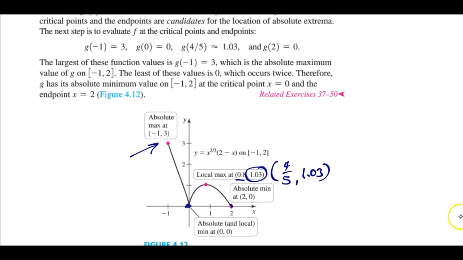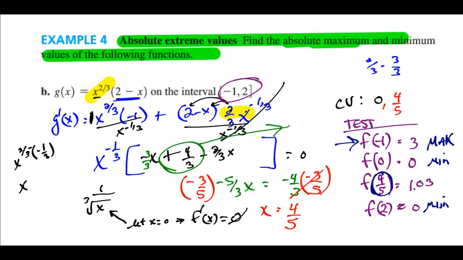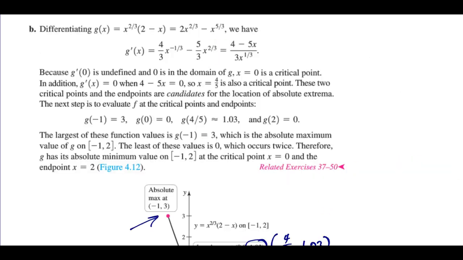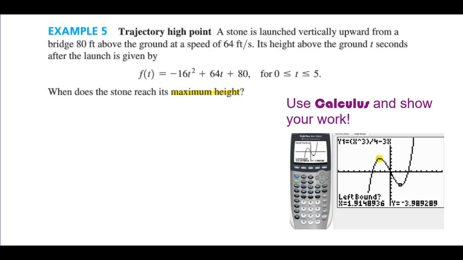Wait a minute. This was a local max. Well, they didn't ask for local. They just said absolute max and minimums. There's nowhere in the directions up here that says find the relatives, but if they did ask you to find a relative, this would be a relative, but they didn't ask that in the directions. So I would throw that out. They didn't ask for locals. They said, find the absolute maxes and mins. So we're running the test for absolute maxes and mins.